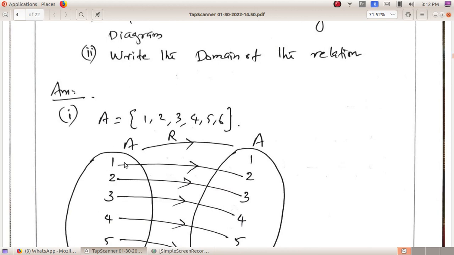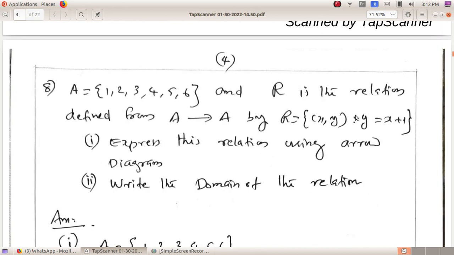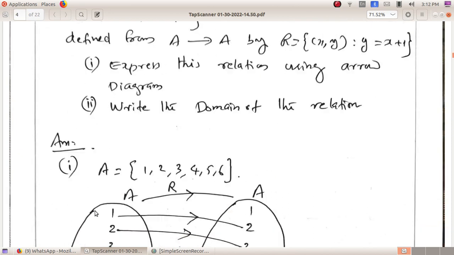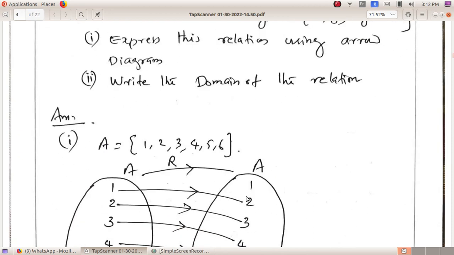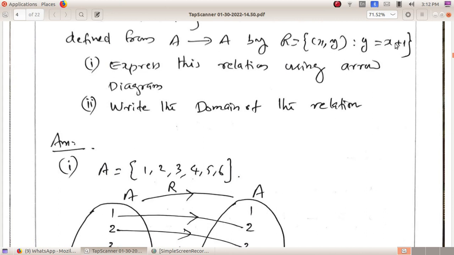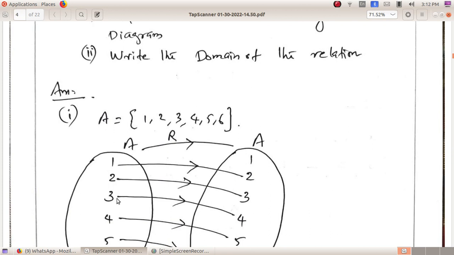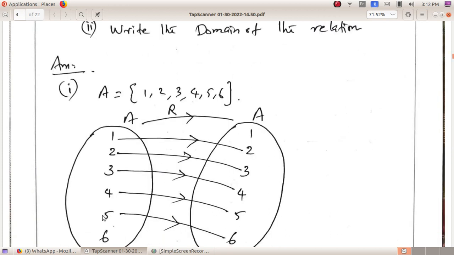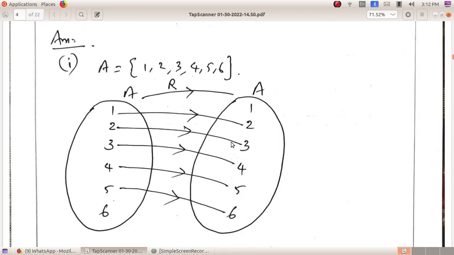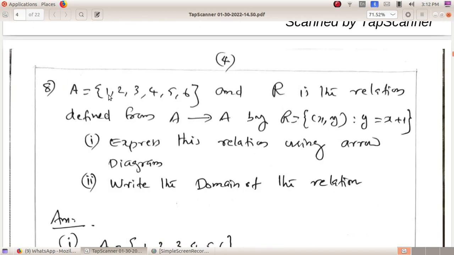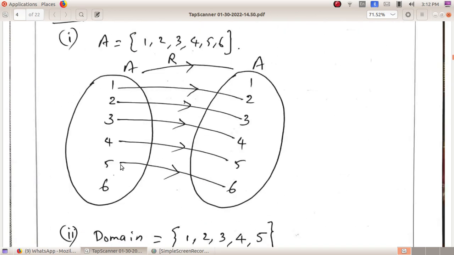So how to draw the arrow diagram for this question? See, y equals x plus 1. If x is equal to 1, 1 plus 1 is 2. So you add 1 to each x of the set A. When you take 1, 1 plus 1 is 2. When you take 2, 2 plus 1 is 3. When you take 3, 3 plus 1 is 4. When you take 5, 5 plus 1 is 6. When you take 6, 6 plus 1 is 7, but 7 is not here, because set A is defined as from 1 to 6. So this 6 has no image in this set.